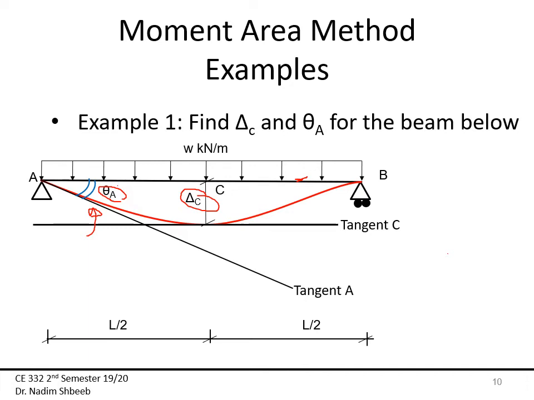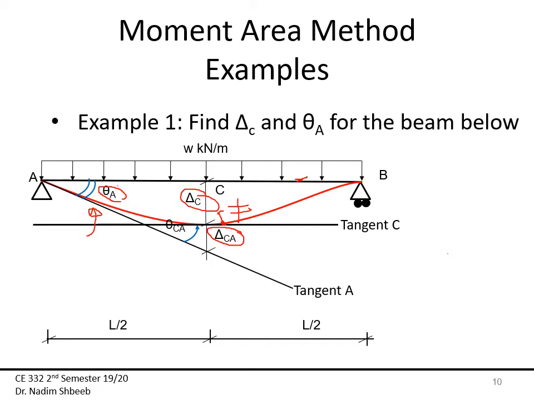But what you will notice is that delta C is not equal to delta CA. Okay, these two are different. So these are not equal. And I can't find delta C using theorem 2. The only thing that I can find is actually delta CA. And this angle here is theta CA.